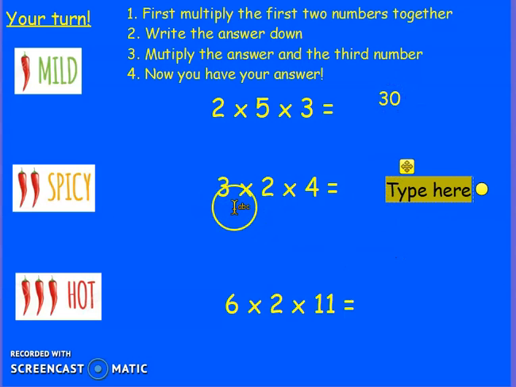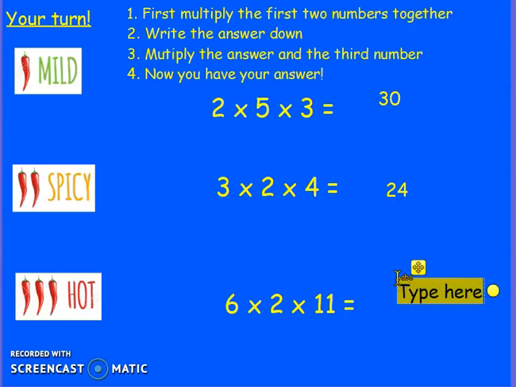Spicy challenge, 3 times 2 is 6. 6 times 4 is 24. Hot challenge. 6 times 2 is 12. Times 11 equals 132. Well done, Year 4, if you had a go at all of those problems and got the answers correct.